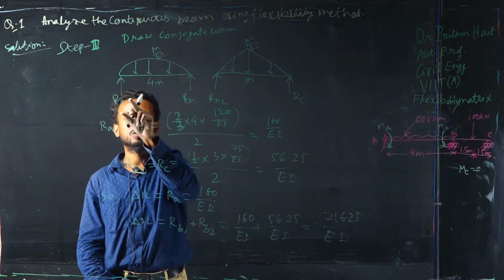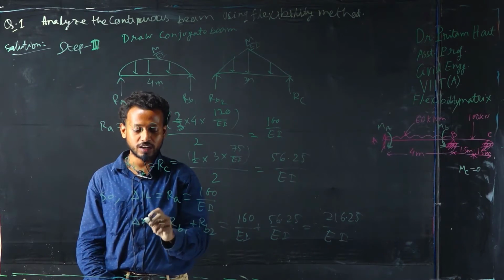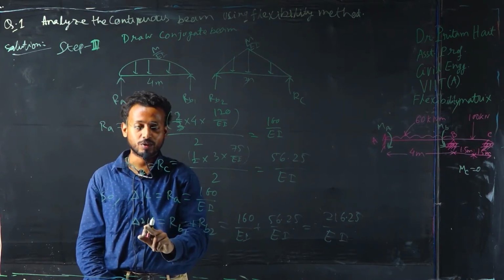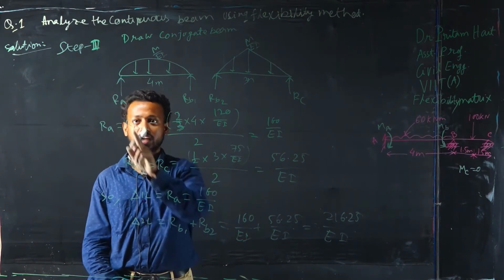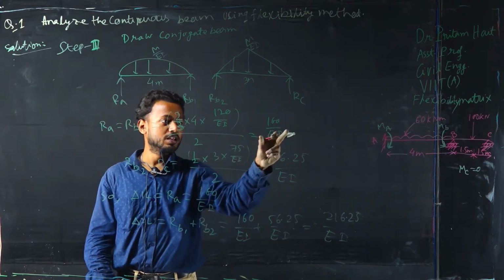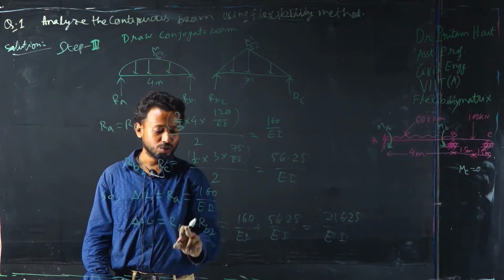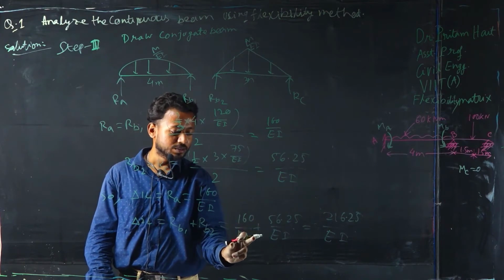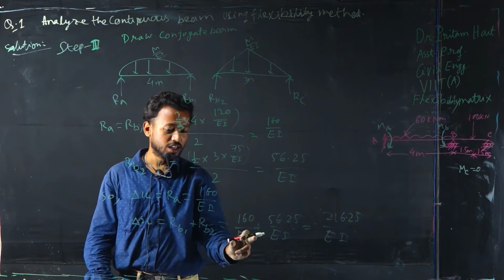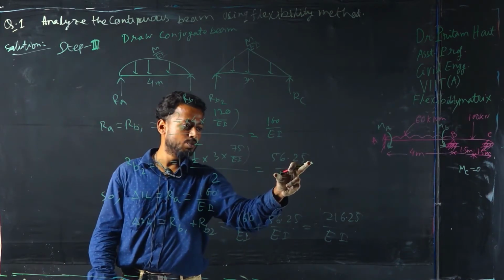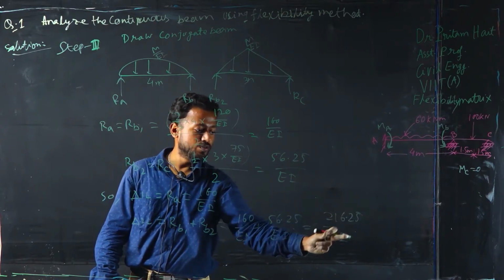Now you have to find out delta 1L and delta 2L. Okay, these are required to form the force matrix. So delta 1L means RA, equals 160 by EI. Delta 2L means RB1 plus RB2, that is RB1 is 160 by EI, and RB2 is 56.25 by EI. So if you add this, you will get 216.25 by EI.